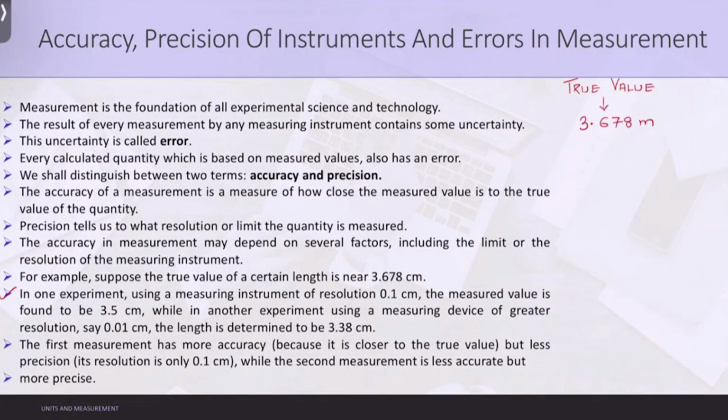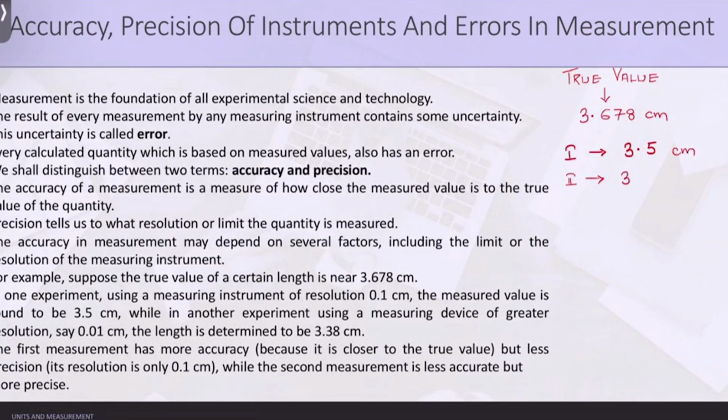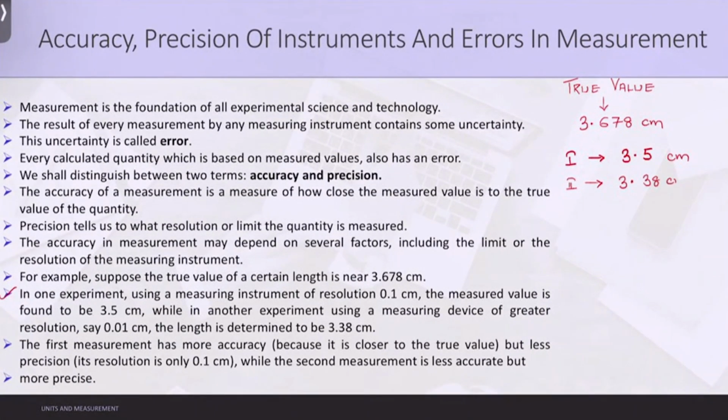So the measured value is found to be 3.5 centimeters. When the experiment was being done, the value was found to be 3.5. Sorry, this is centimeters only, that was my mistake. While in another experiment, using a measuring device of greater resolution, this time the resolution was 0.01 centimeter, we got the answer as 3.38 centimeters.